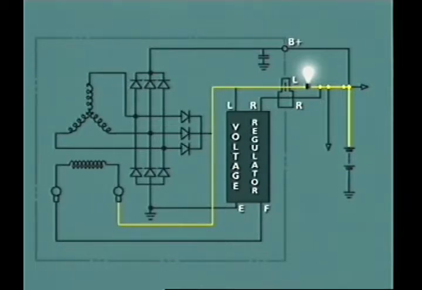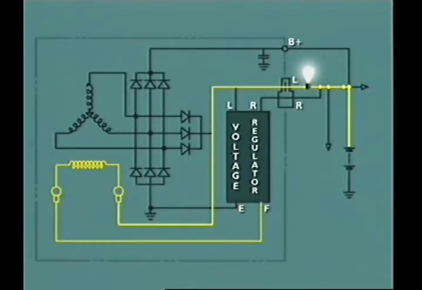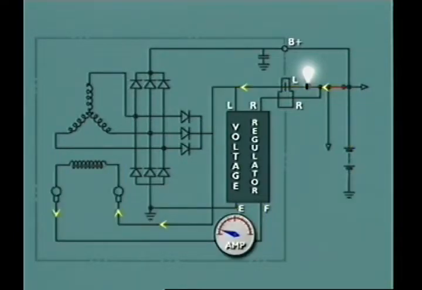The circuit is completed through the slip rings and rotor field winding and through the voltage regulator to ground on the vehicle frame. The small amount of current flowing in the circuit illuminates the indicator lamp and provides the initial excitation of the field winding. This magnetizes the rotor pole shoes and produces a weak magnetic field.